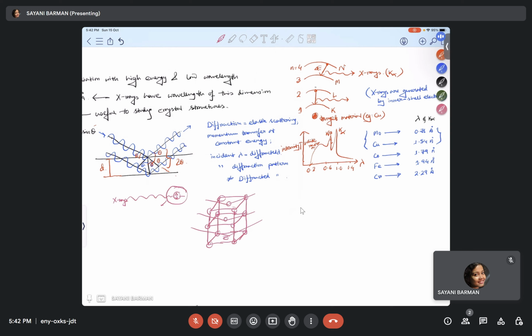And this is mostly because of constructive interference. Now the space between diffracting planes of atoms determines the peak positions. Let's say this much is the peak position. This determines the peak position, and the peak intensity is determined by what atoms are in the diffracting plane. So peak intensity is due to the atoms present in the diffracting planes, but peak positions are due to the space between diffracting planes.